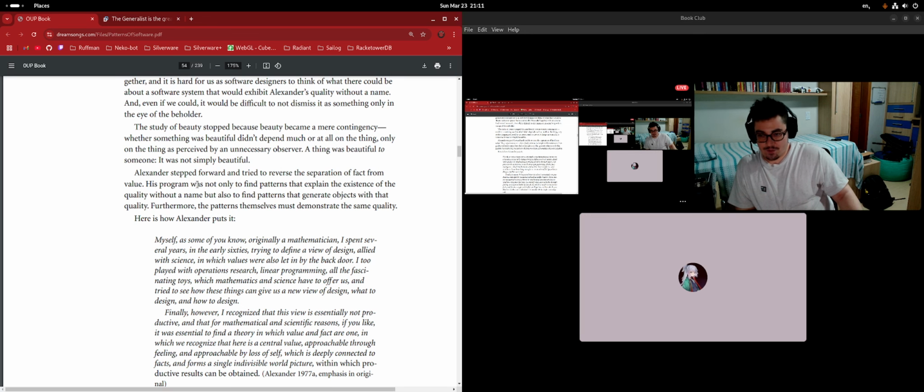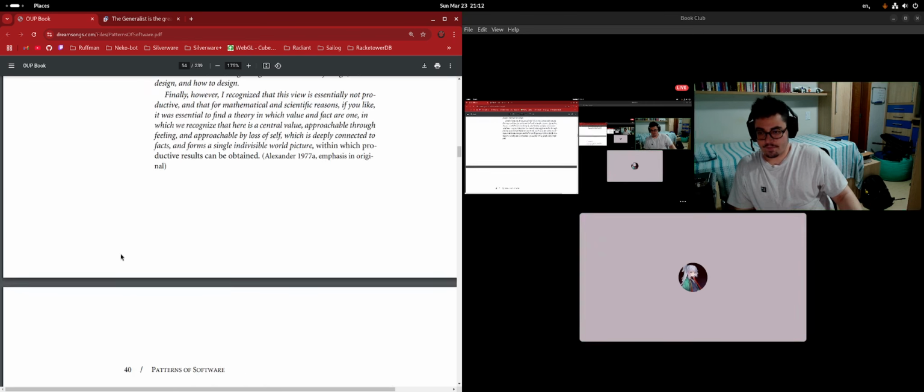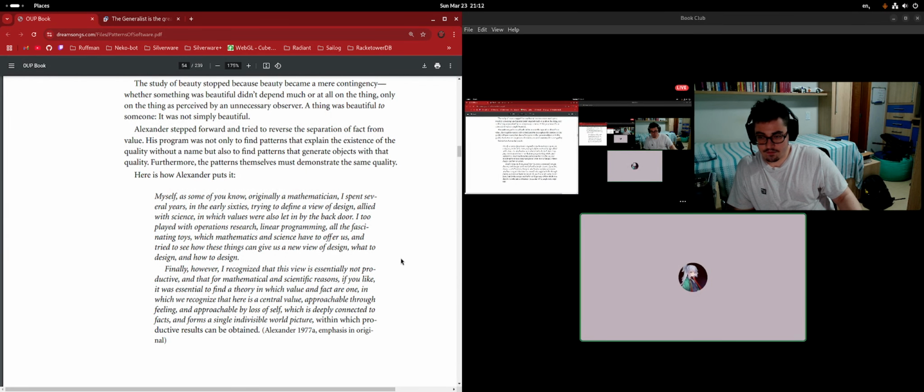So Alexander is trying to reverse all of this entanglement. His program was not only to find patterns that explain the existence of a quality without a name, but also to find patterns that generate objects with that quality. And then I think the patterns themselves must have the same quality as well. Yeah, we're going to go into that in the next section, but that's for sure.